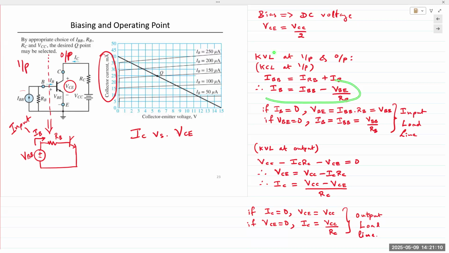Once we have this equation, we have two known quantities and two unknown quantities. IBB or VBB would be known to us, RB would be known to us. IB and VBE are the two unknowns. So if you want to find the input voltage and the input current, we plug in one coordinate value as 0, and you find the other value. Once you have those values, you would find the coordinates on the x-axis and the coordinates on the y-axis, and you can join the line, thus obtaining the load line.